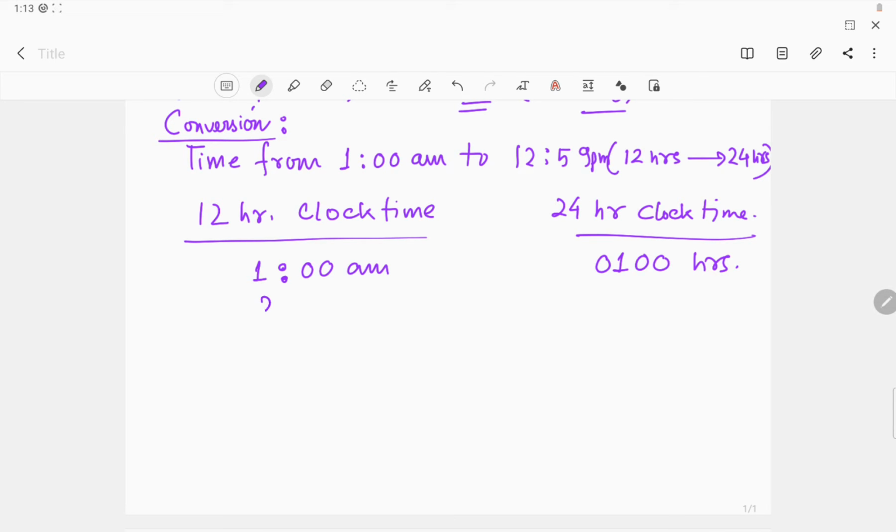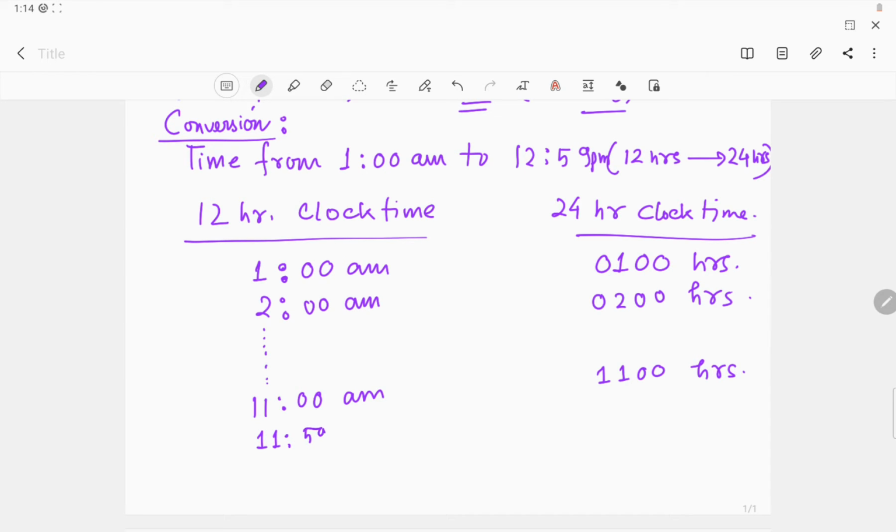So suppose when it is 2 a.m., it will be 0200 hours. So in this way, 11 a.m. will be 1100 hours. When it is 11:59 a.m., it will be 1159 hours. So you can check that we don't use any colon for 24 hour clock time, but in the 12 hour clock time we use colons, right?